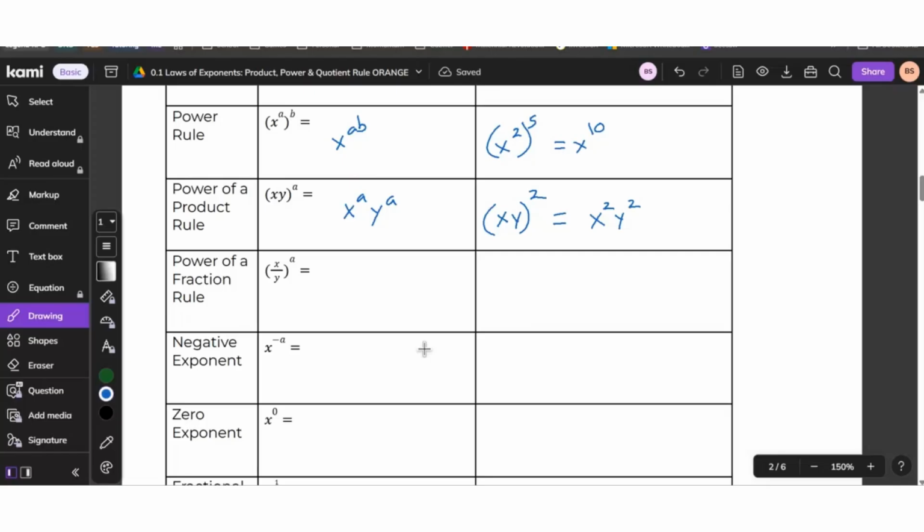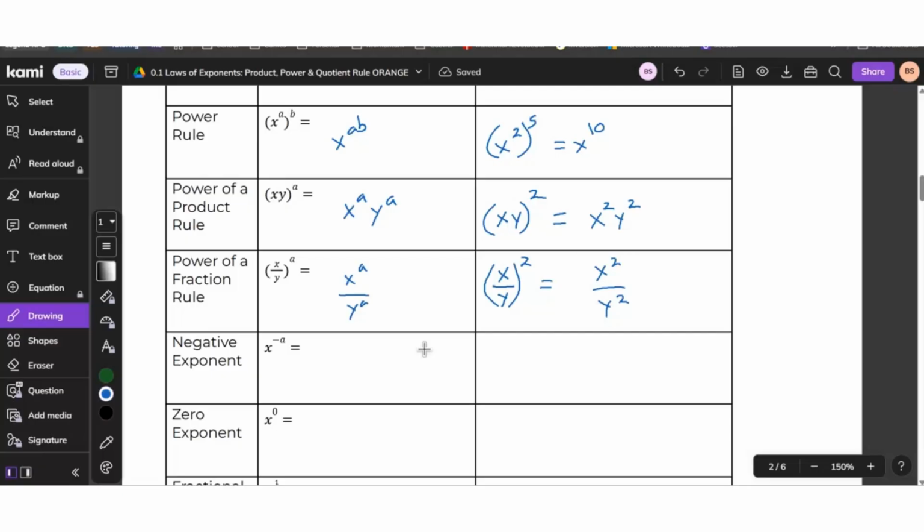So on that note, that means this one would be the same. It would be x to the a over y to the a. Okay? Again, only because they are multiplied or divided. So this is the same as x squared over y squared. Am I going too fast or am I okay? No? All right. Good.